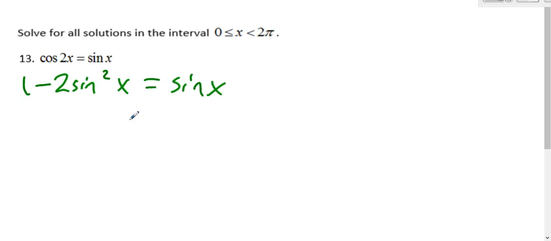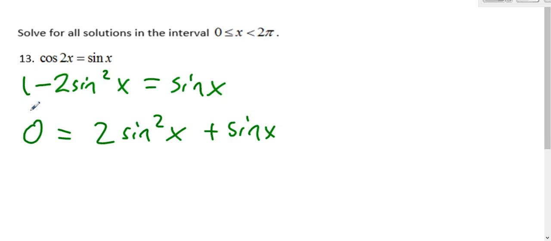So now we need to get everything on one side so we can factor this out and solve it out. So let's do 0 equals 2 sine squared plus sine x minus 1. We need to factor that. So you can think of those sine squareds and sines just as regular x's. So that's like 2x squared plus x minus 1. It would factor the same way.